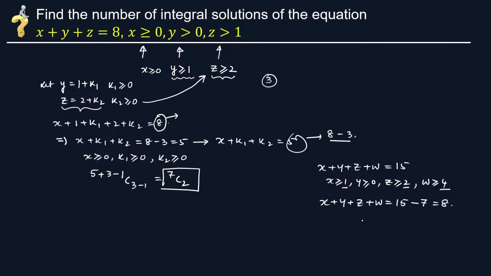And therefore your answer will be 8 plus 4 minus 1. 4 variables are there, that is why it is 4. 4 minus 1, C4 minus 1, that gives us 11C3, and that's your answer. Is it clear to all? So this is the shortcut way you can use. That's it. Okay? Let me take another problem.